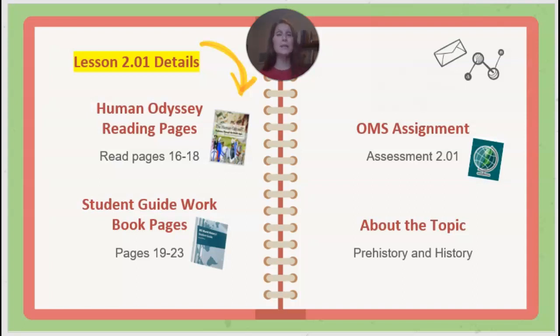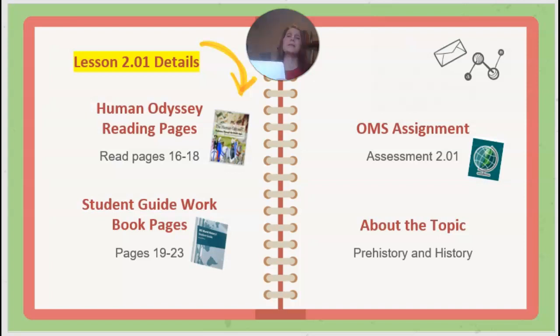But for this specific lesson, we're only covering pages 16 to 18. So I'll try and keep the page numbers specific to what we're studying during this lesson. So student guide workbook pages 19 to 23. Right here, again, we'll probably mostly be concentrating just on 21, 22, and 23 in this lesson. But I do put all of them on there because it does have the objectives.